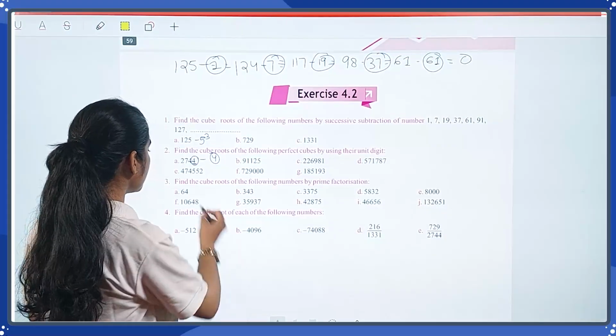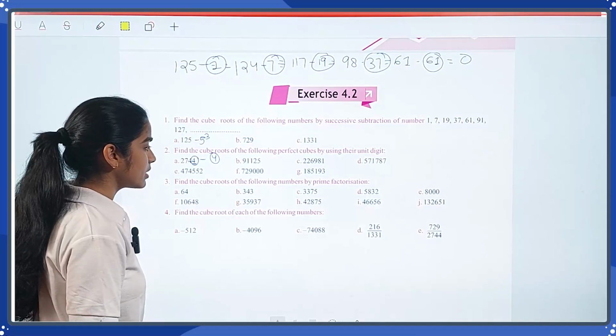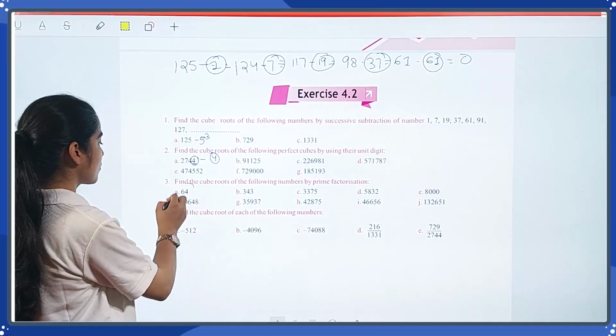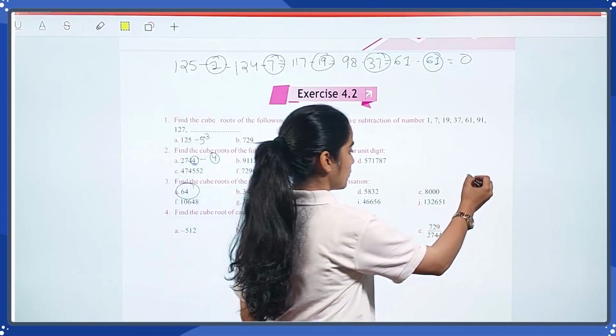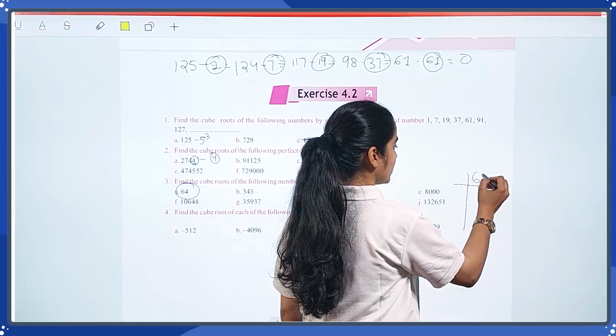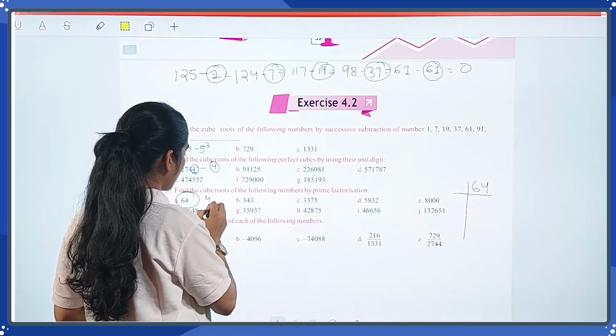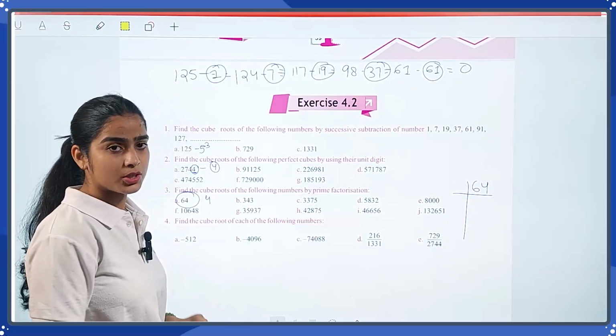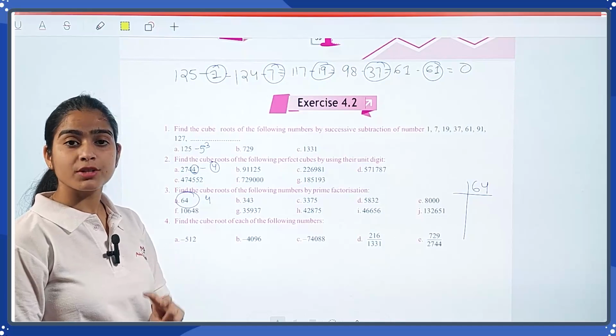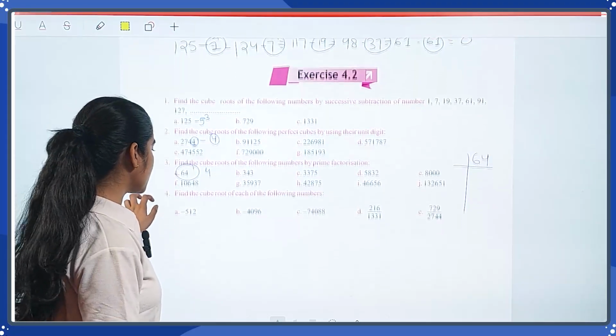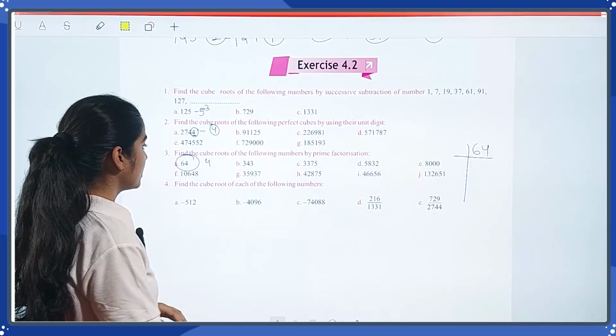Now the next question is to find the cube roots of the following numbers by prime factorization. So we take the first question, 64. We already know 64 is a perfect cube of 4. So you can take the prime factors. What you see is you have two groups of triplets of 2. So it means the cube root is 4.